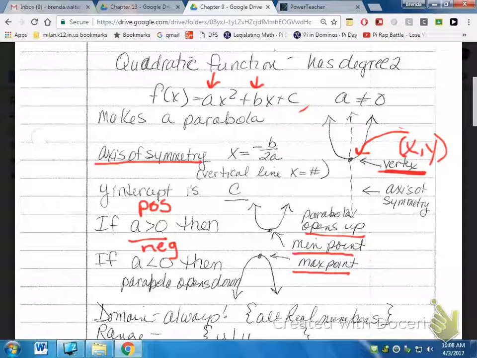Okay, so some other things that we need to discuss about this. Are there any questions about those things? This is just all kind of general information right now. Okay.